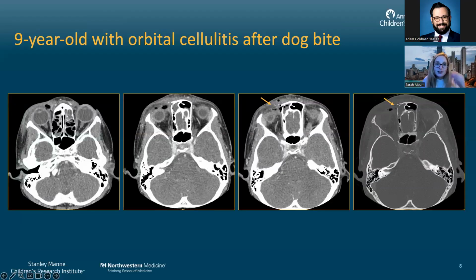So our next patient is a 9-year-old who presented in the setting of trauma. So they had orbital injury after a dog bite. The CT imaging from their initial presentation shows a comminuted fracture at the right frontal sinus, superior orbital wall. And then we can see all this inflammation, injury in the soft tissues, some air, not only in the periorbital soft tissues, but also within the extraconal space medially.